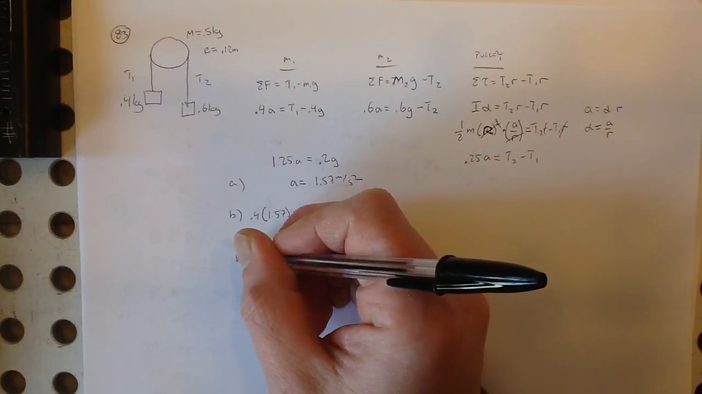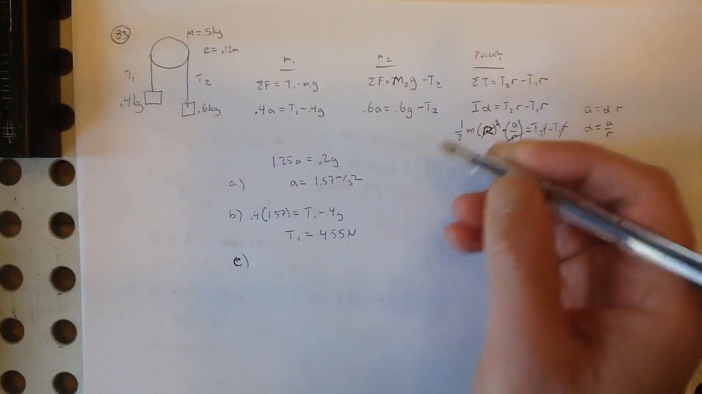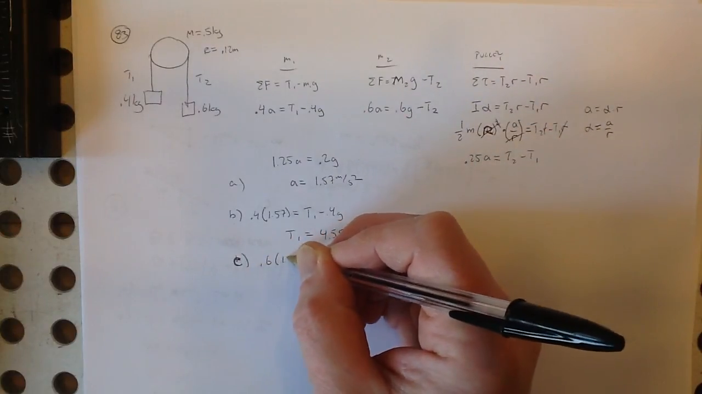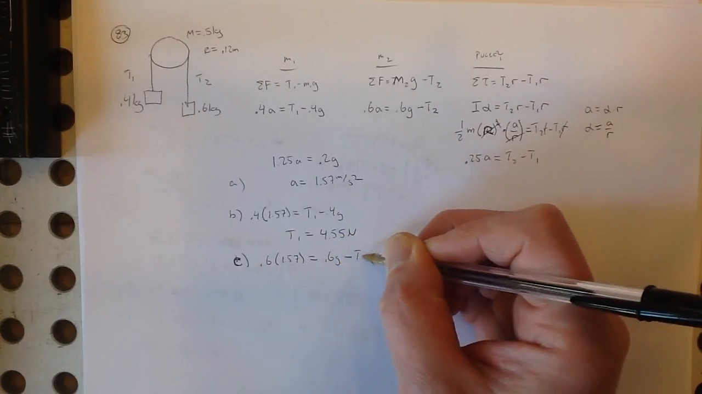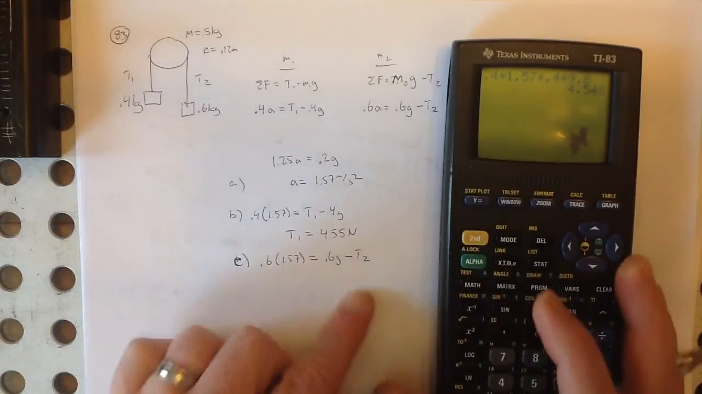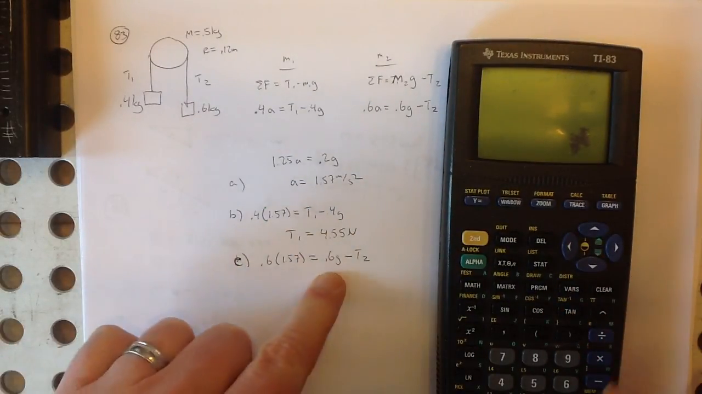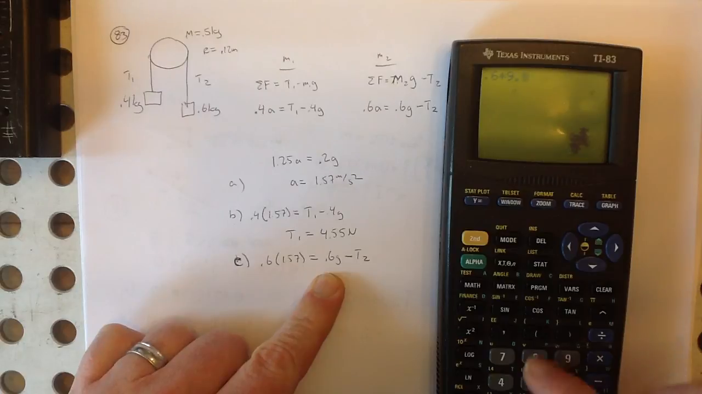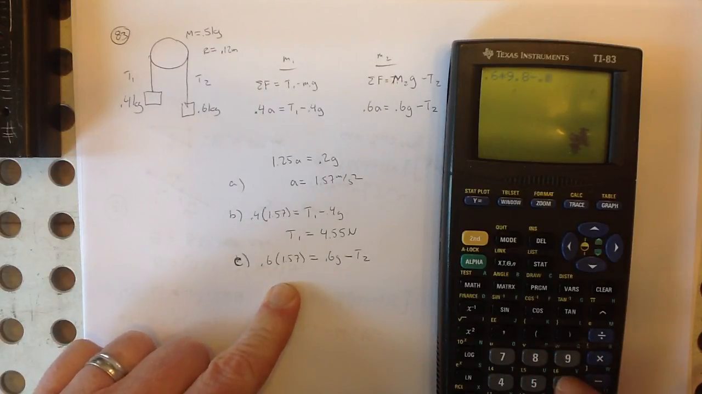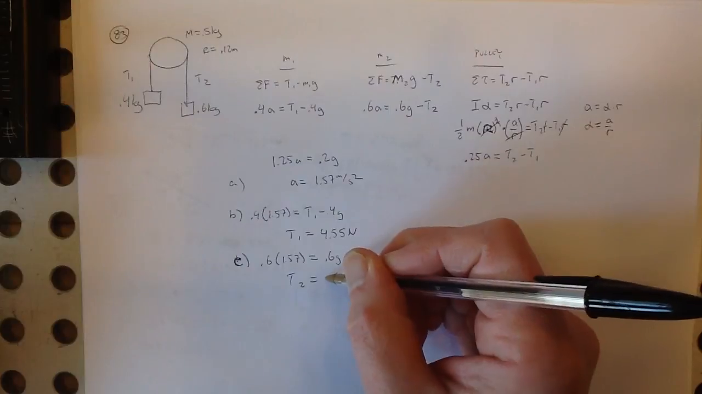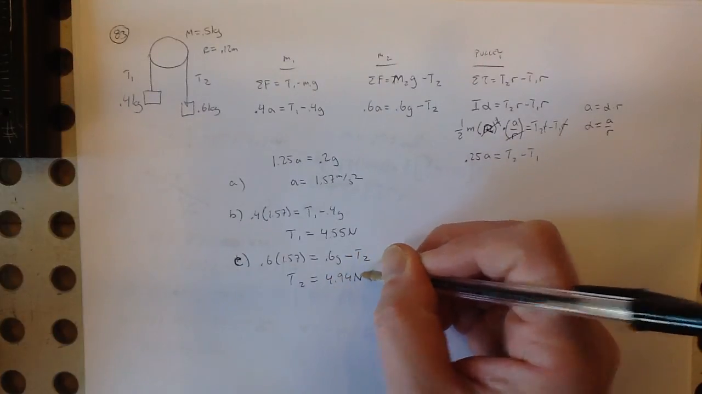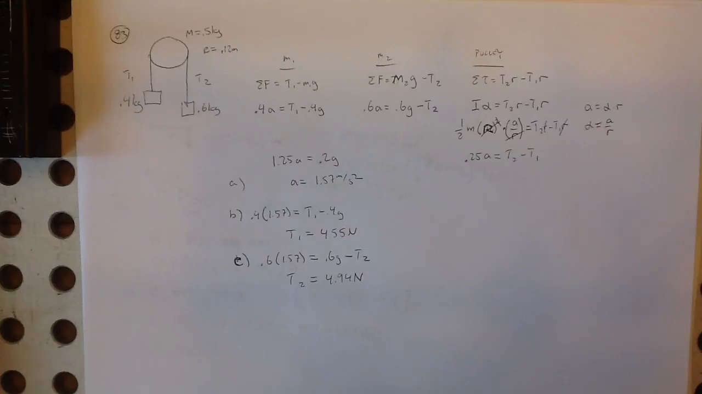And then to find part C, let's use this equation. 0.6 times 1.57 is equal to 0.6g minus T2. So T2, move that to this side, would be equal to 0.6g minus 0.6 times 1.57, which is 4.94. And that's good. That's how you do it.